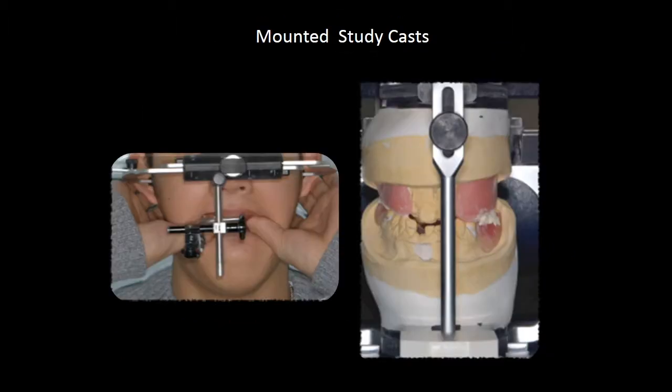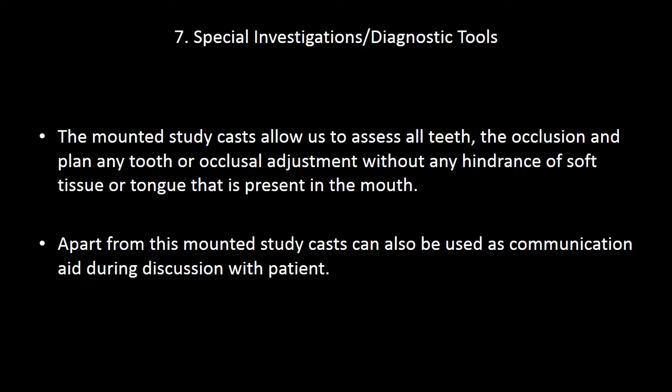We basically want to transfer what we see on the patient's face to the articulator, so our next diagnostic tool is study casts mounted on semi-adjustable articulator. The mounted study casts allow us to assess all teeth, the occlusion, and plan any tooth or occlusion adjustment without any hindrance of soft tissue or tongue that are present in the mouth. Apart from this, mounted study casts can also be used as communication aid during discussion with the patient.